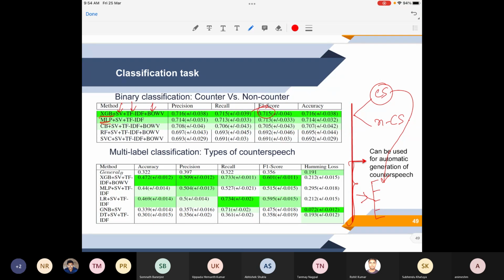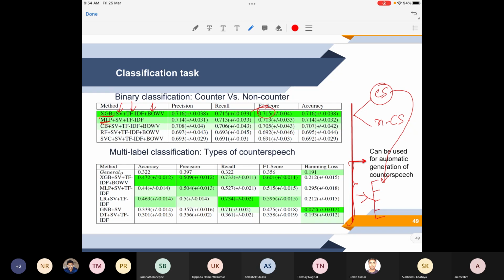Okay, so of course this can be boosted further. One can think of using more advanced deep learning models like the transformer based models, but the problem with transformer based models is that they are very data hungry, and the counter speech and non counter speech data that we have is actually not so large to train these transformer based models accurately.